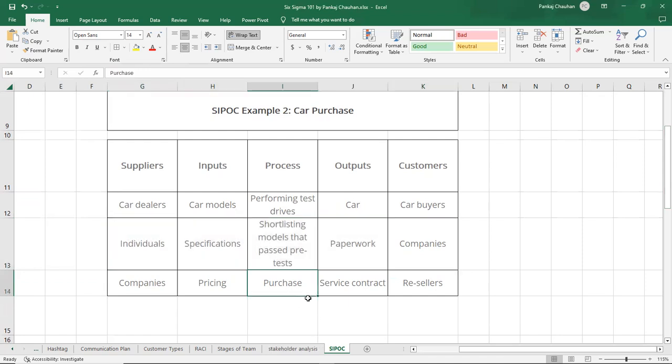When the purchase step comes, it needs pricing before purchasing, and the car dealers or the companies will be deciding the pricing. Finally, you are creating a service contract and sending it to the customers or the resellers.